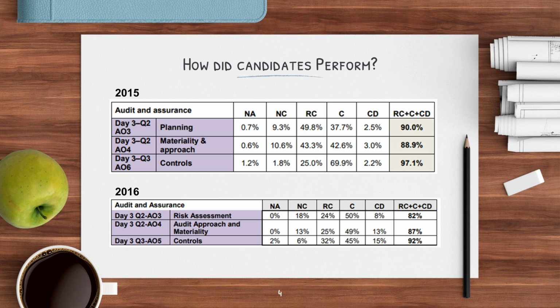As you can see, in 2015 and 2016, candidates were mainly tested about the RAMP approach and control weaknesses. During this period, candidates did fairly well, as the RC, C, and CD summed up to above 82% most of the time. What this tells you is that most candidates are very comfortable in talking about these two topics.